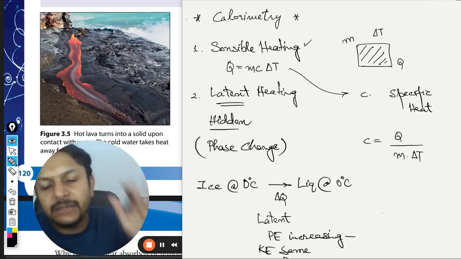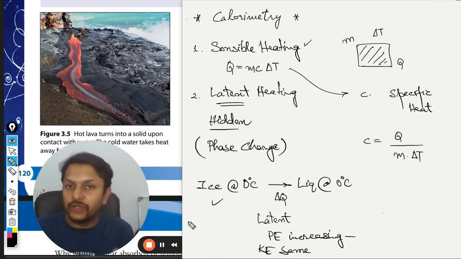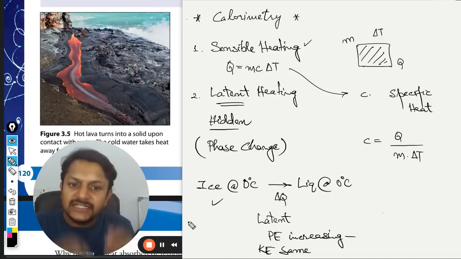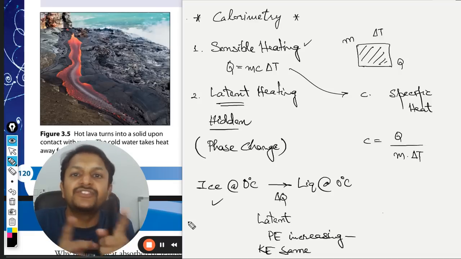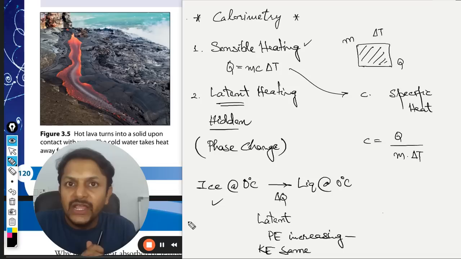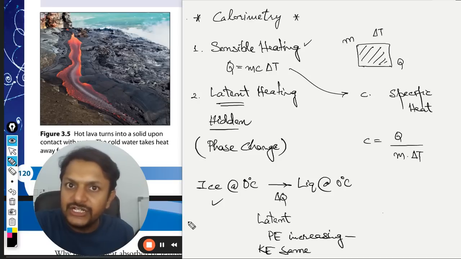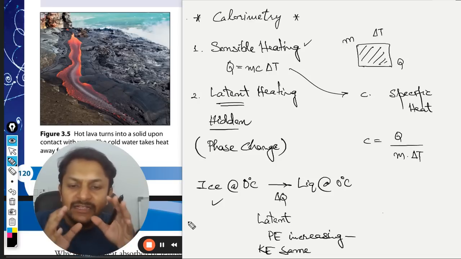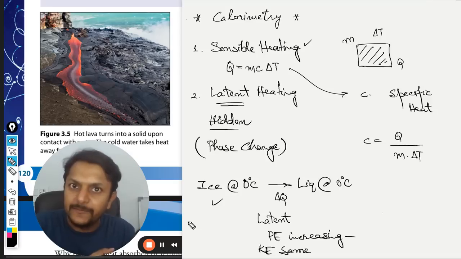Kinetic energy remains the same. It means that the vibrational kinetic energy of the ice molecules will be the same as the kinetic energy of the liquid, provided the temperature does not change. So temperature change has a direct relation with kinetic energy. In the case of latent heat, it is only and only potential energy which is increasing.